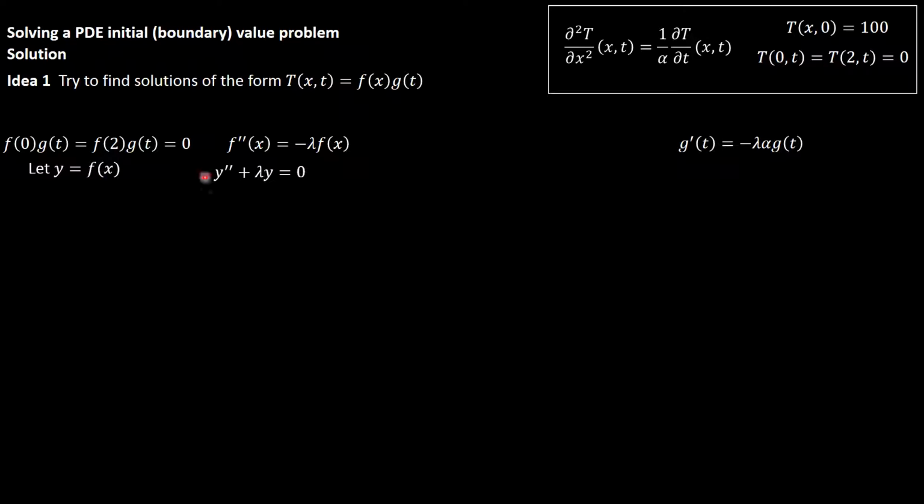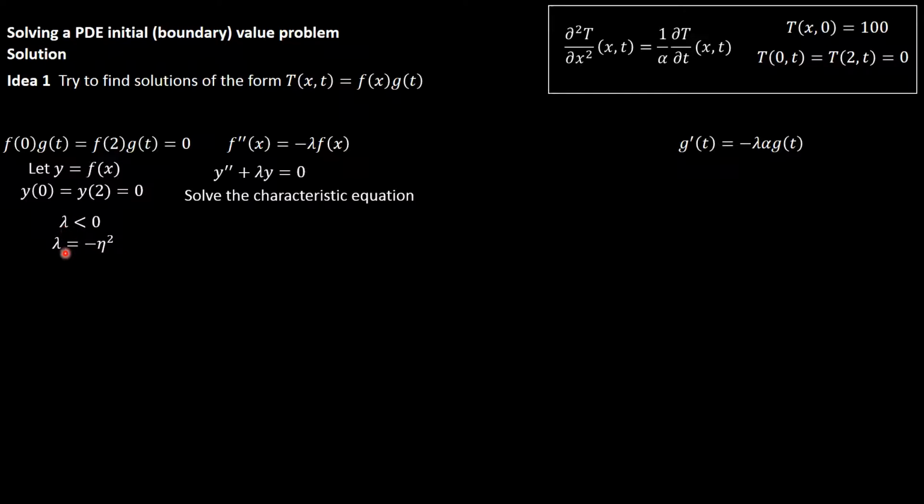And if you let y equal f of x, then you get y of 0 equals y of 2 equals 0, and you get an ordinary differential equation, y as a function of x. So we know how to solve these. We just solve the characteristic equation. But unfortunately, we don't know what lambda is. Lambda could be negative for all we know. It could be 0, it could be positive, and we actually should consider all three of those cases separately.